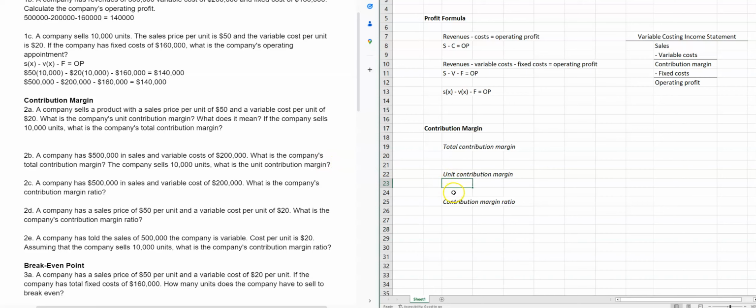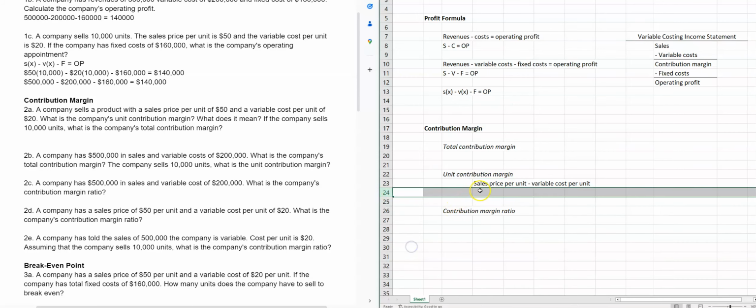So unit contribution margin, hopefully everyone kind of remembers these. Simply going to be our sales price per unit minus our variable cost per unit. And again, if we wanted to get used to doing it in that way that we were doing above, sales price per unit minus variable cost per unit, little s minus little v. So in this case, that would be, sorry, I'm going to get better about doing these dollar signs here. $50 minus $20 equals $30.